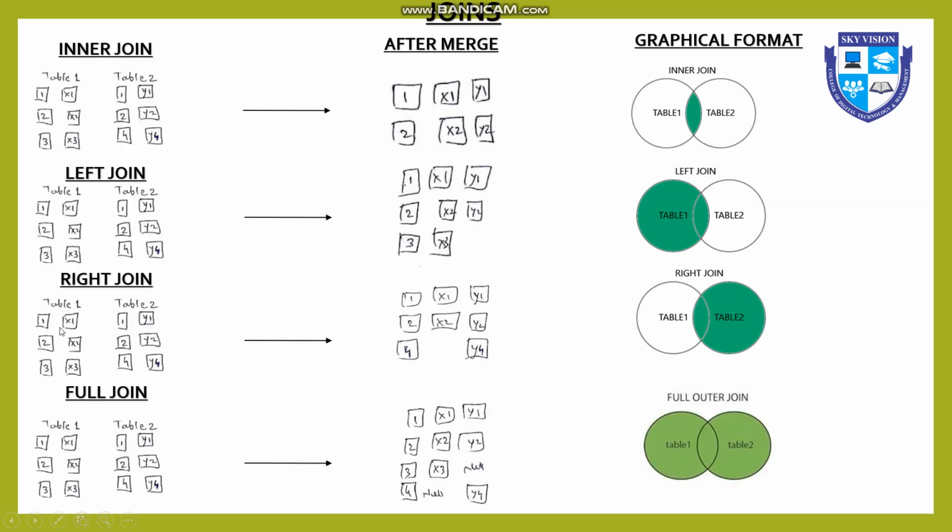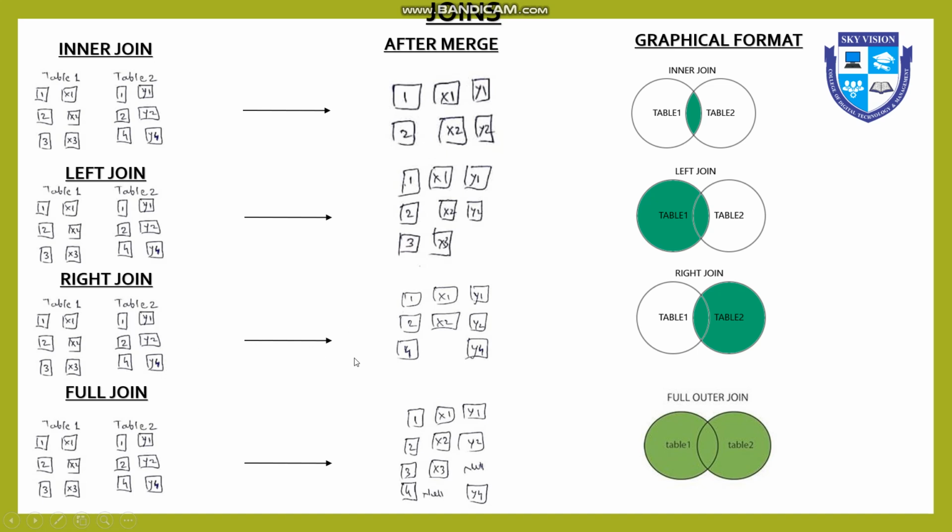Again we go to the example. For the right join I use the same data as in the inner join and left join. Again 1, 2, 3 and x1, x2, x3 belong to the values of table number 1. Again the same 1, 2, 4, here not 3. Again y1, y2, and y4 we are taking.